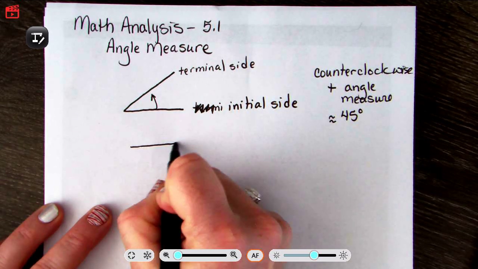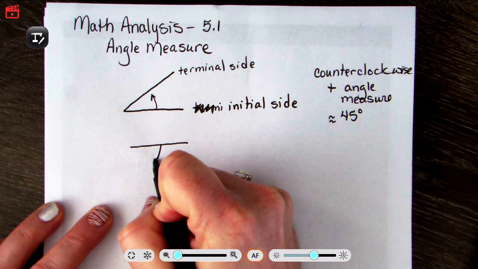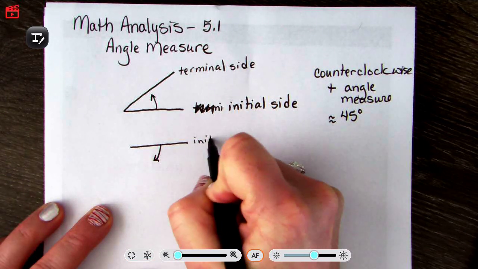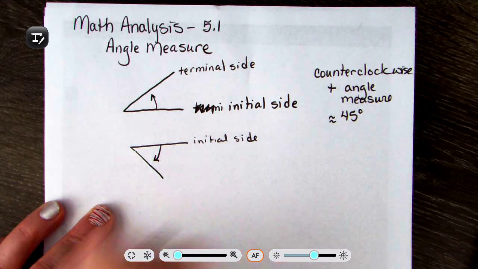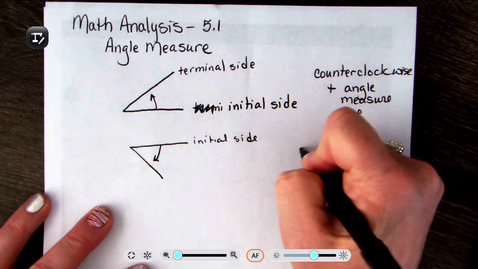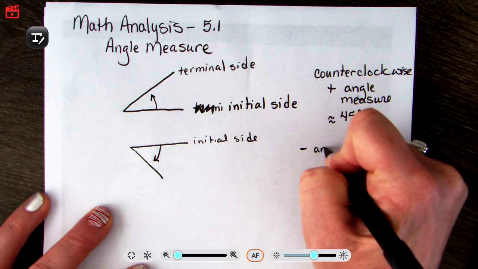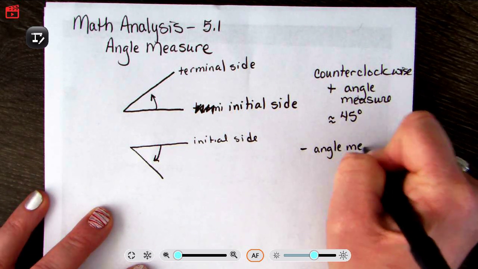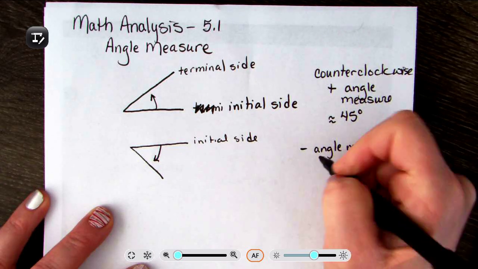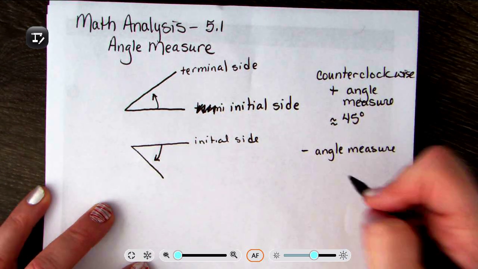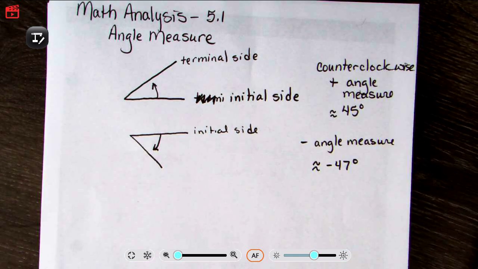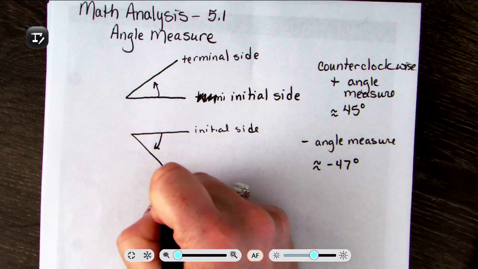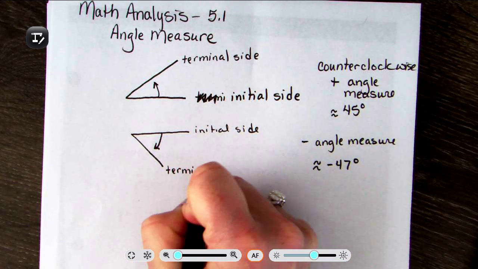If we had gone in the clockwise direction, so there's my initial side, and if I go in the clockwise direction, that's going to be a negative angle measure. So this one looks like it's about, I'll say, negative 47 degrees, because it looks a little bit bigger than the other one. Again, initial side and then our terminal side, where we end up.